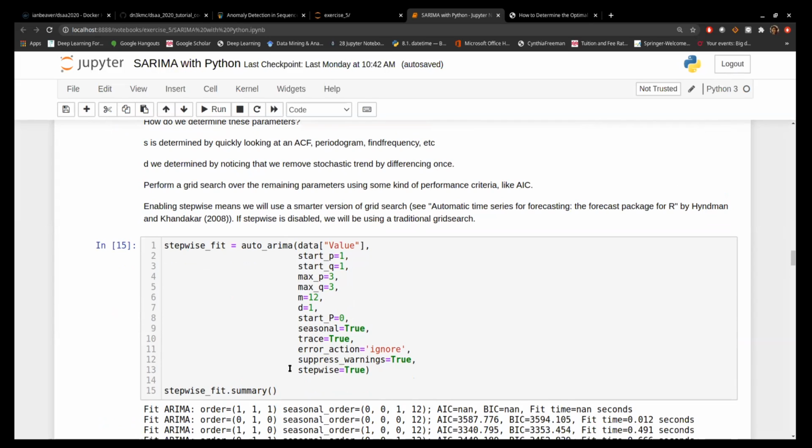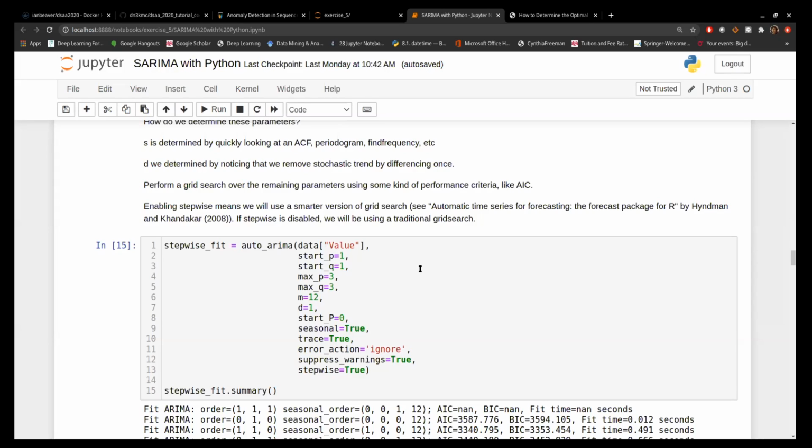We know that D is equal to 1, and M, which is the periodicity parameter in the library, is set to 12. I know I call it S, but in this library they call it M. And I set seasonal to be true to indicate there's seasonality. So how do we choose the rest of these parameters? Well, we perform a grid search over the remaining parameters using some kind of performance criteria, like AIC.